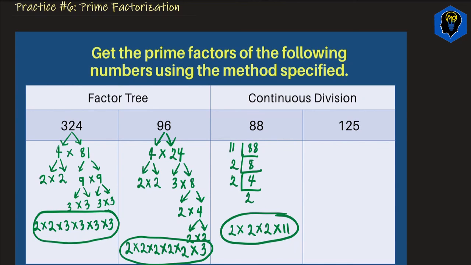Then lastly, we have 125 using continuous division. So we divided by 5. Is it divisible by 5? Yes, kasi 5 yung ending niya, no? So if we divide it by 5, that would be 25. Then again, we divide it by 5. So the prime factors of 125 is 5 times 5 times 5.